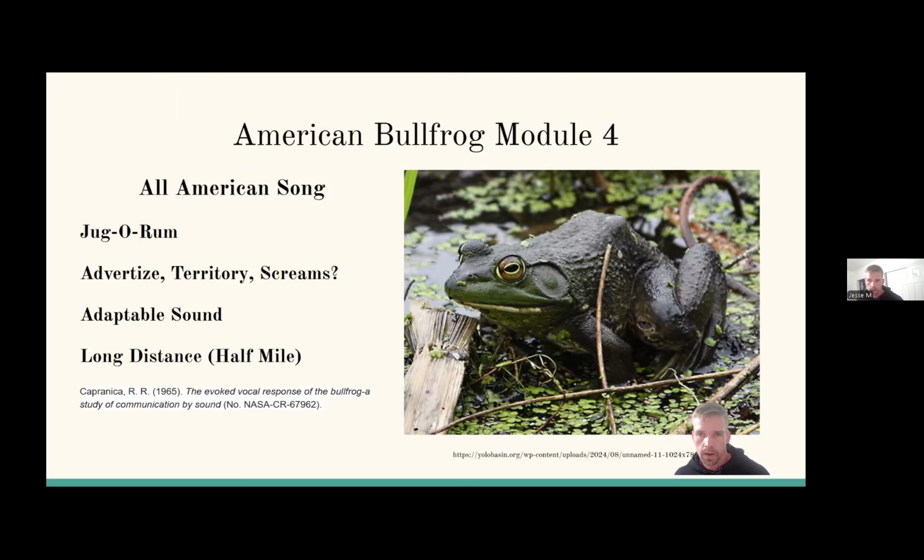Lastly, we got the American bullfrog. I picked this again. I'm from Kansas. You hear these in farm ponds everywhere. Some people don't like them. They're considered invasive in some areas, but I really like them.